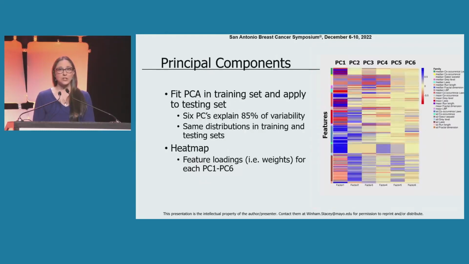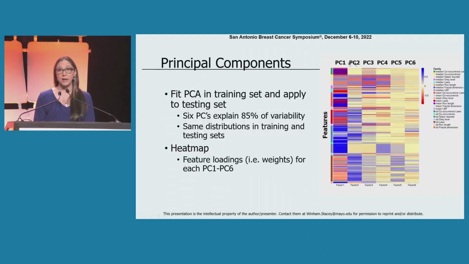So these clusters allowed us to define radiomic phenotypes that were in discrete categories or classes, but we were also interested in assessing phenotypes on a more quantitative scale, and so we used principal components analysis, where we fit PCA in our training set and applied it to our testing set. The first 6 principal components explained 85% of the variability across the feature values.